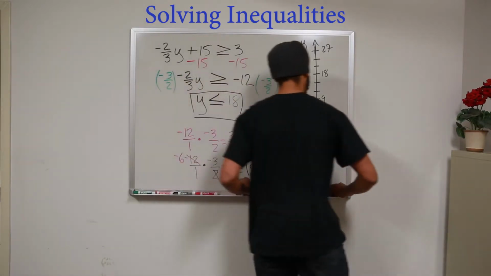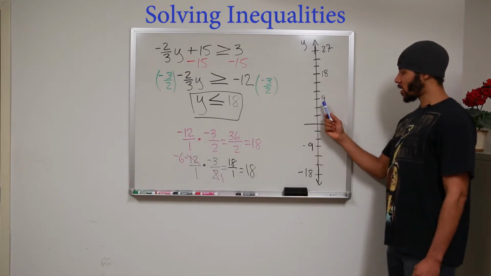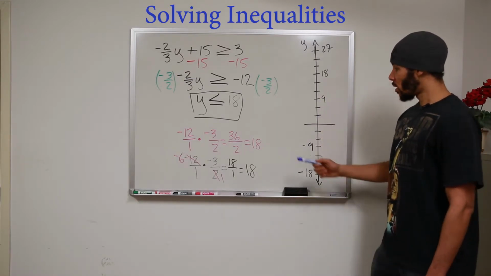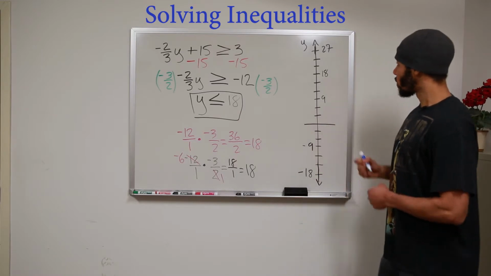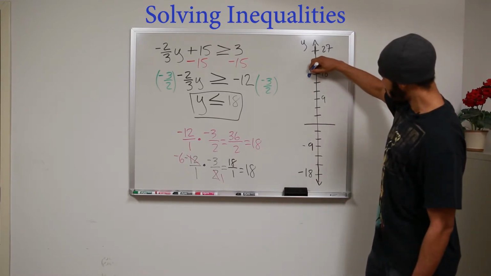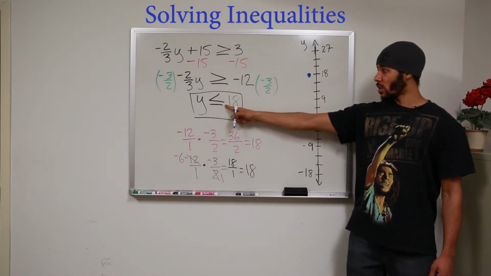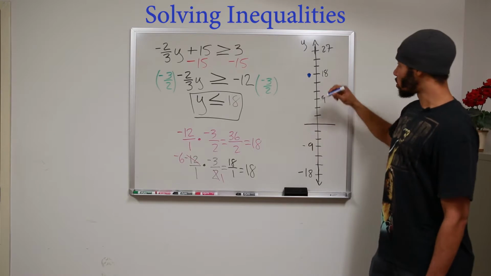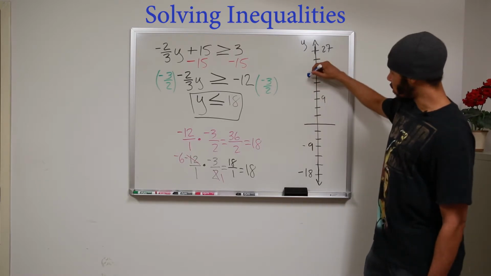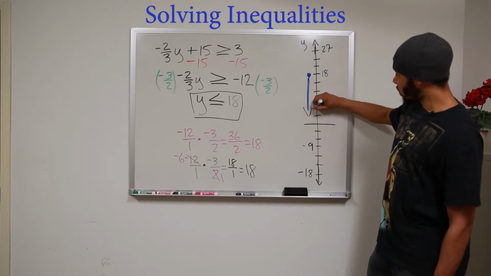On our number line, we have 1, 2, 3 spaces to make 9, which means each space must represent 3 units. Positive 18 is our point of reference, so we're going to come right here, and we're making a solid dot because of this equal to part of the inequality. Y is less than or equal to 18, so it can be 18 or anything less. And less in this case is down.